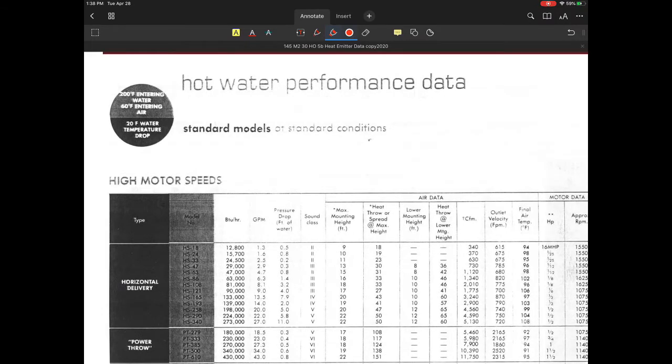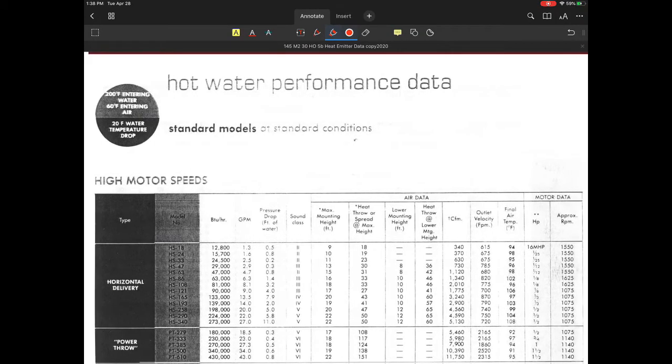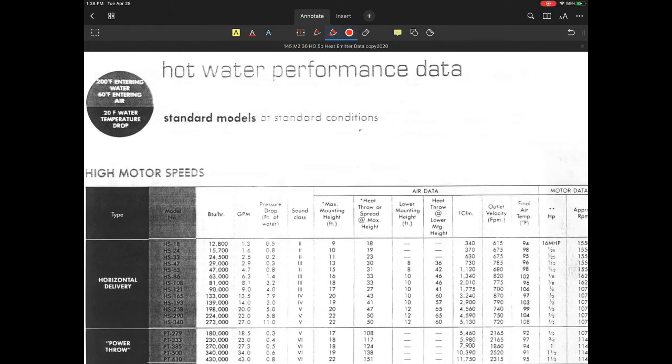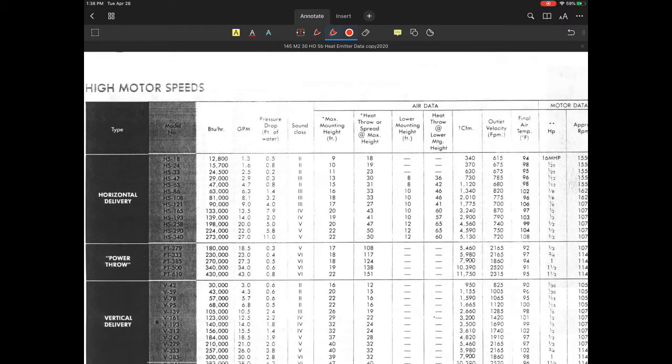So let's take a look at a couple of these rating systems that we have here. I'm going to pull this one up. Now this is typical performance data. This one happens to be from a Modine unit heater. I apologize for the darkness of this. And again, you'll notice up on top that they've got 200 degrees, 60 degree entering air, 20 degree water temp drop as their standard method of rating these.